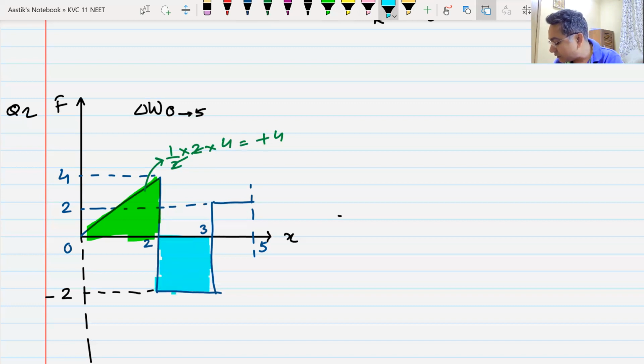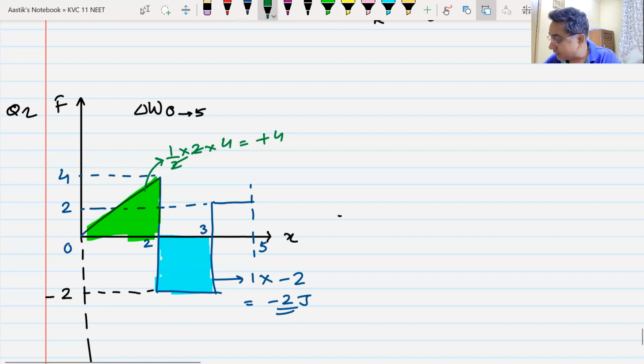This is a rectangle. What is the area of a rectangle? Length into breadth. Well done. What is the length of this? 1. You can call this the length. 1 multiplied by how much is the breadth or height, whatever you call it? -2. It's already coming minus. So will this area be positive or negative? Negative. So -2 joules. Let me also write the unit.